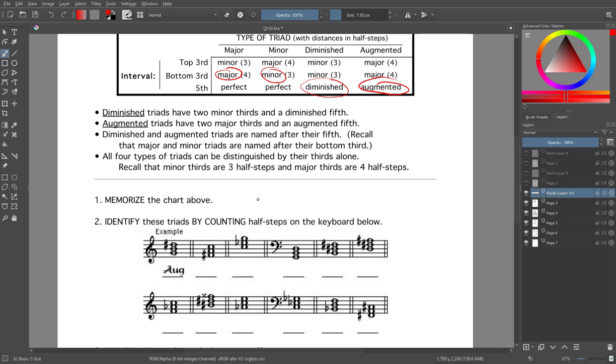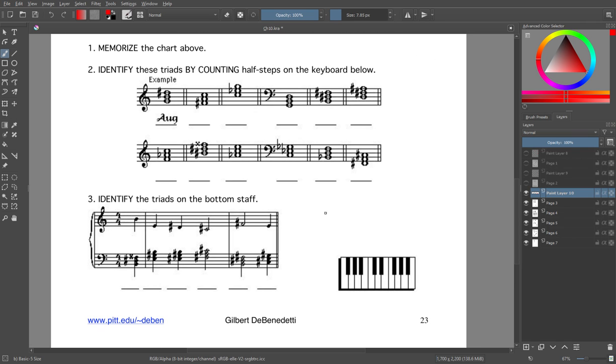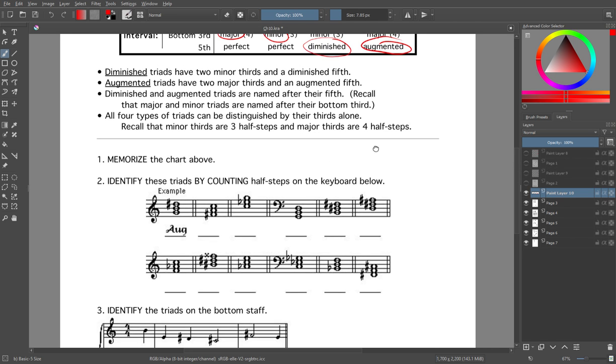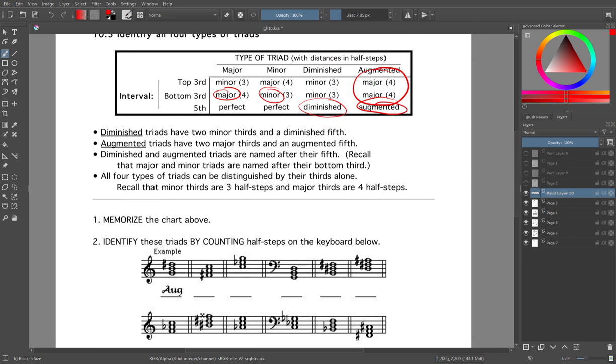Alright, so we are going to identify these triads by counting the half steps on this keyboard below. So here's our example. We have G, B, and D sharp. This says it's augmented, but let's double check. We have 1, 2, 3, 4. It's a major third. And then 1, 2, 3, 4. Another major third. So if you have two major thirds, that's going to be augmented.